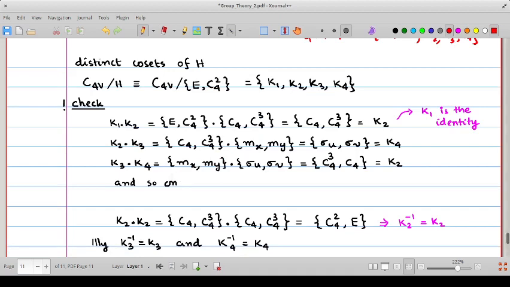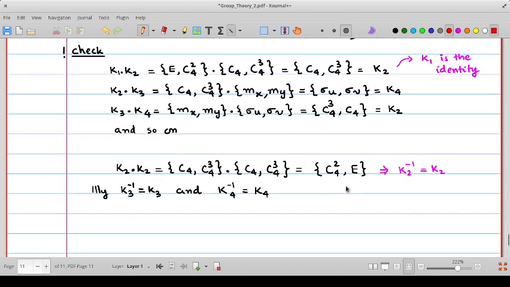So let us consider a non-trivial one. K3 dot K4. K3 was Mx, My, and K4 was sigma u, sigma v. Now take the products Mx sigma u, Mx sigma v, My sigma u, and My sigma v. There will be four results, but only two elements coming from that. There will be C4 cube and C4. And please use the multiplication table of C4V from one of the earlier lectures to arrive at this result.